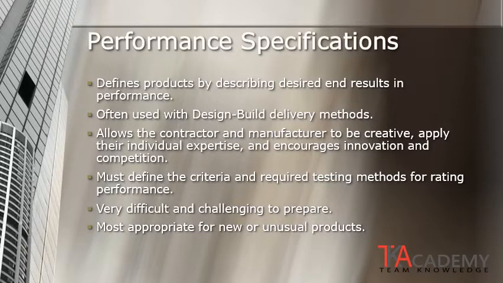The next type is a performance specification. This type of specification defines products by describing the desired or end result in the performance. So essentially it is saying that we don't know what it is, but we know what we want it to do. This type of spec is often used with design-build delivery methods.